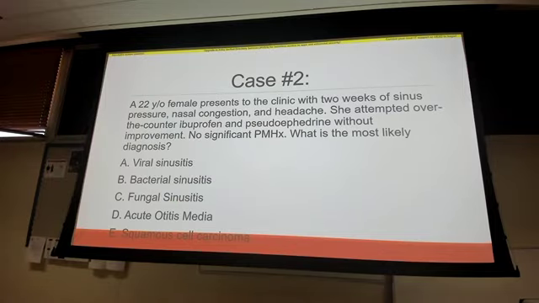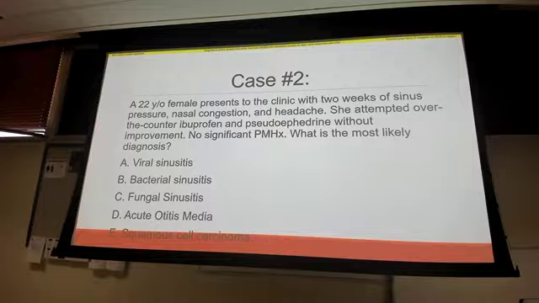All right, another volunteer. A 22-year-old female presents to the clinic with 2 weeks of sinus pressure, nasal congestion and headache. She attempted over-the-counter ibuprofen and pseudoephedrine, with no significant past medical history. What is her most likely diagnosis? What are we thinking? Anybody? Are you guys still awake?